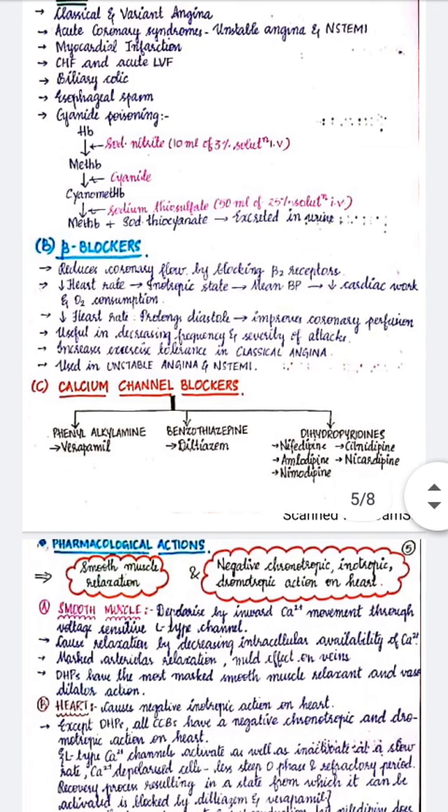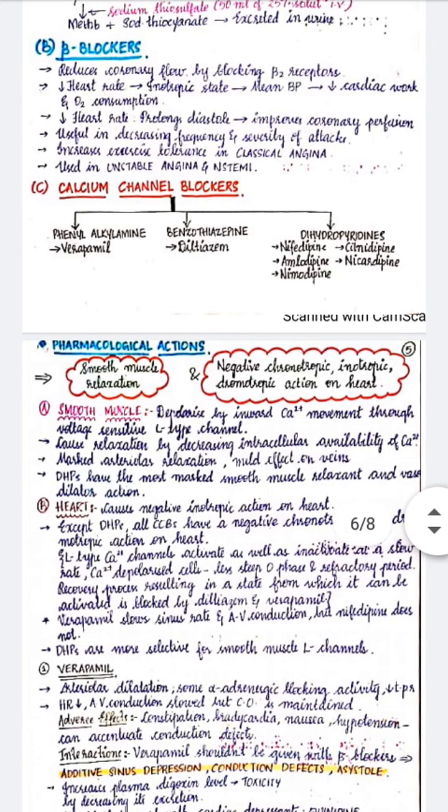Now let's go on to the next group of drugs, that is beta blockers. They reduce the coronary flow by blocking the beta 2 receptors. Heart rate is reduced. This results in the heart being in an inotropic state. The mean BP and cardiac work are reduced. Oxygen consumption also reduces. It is useful in decreasing the frequency and severity of the attacks.